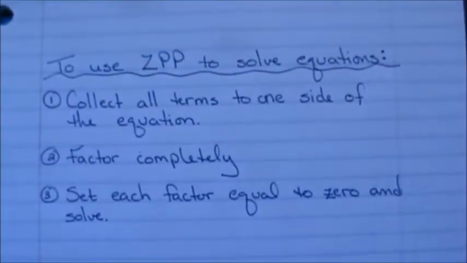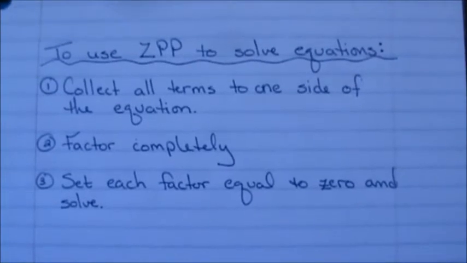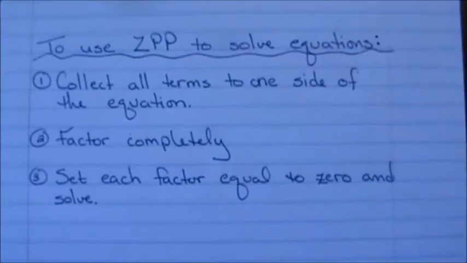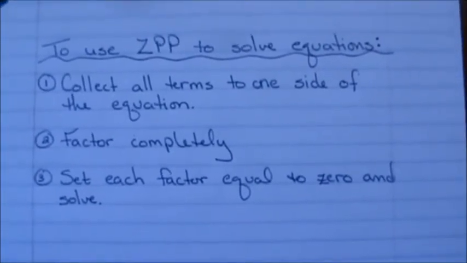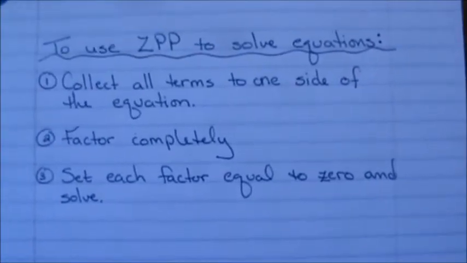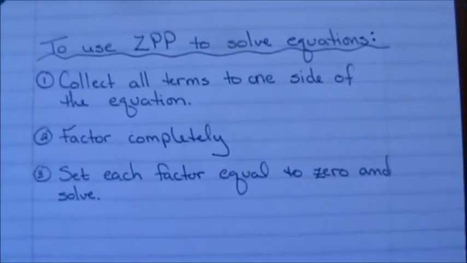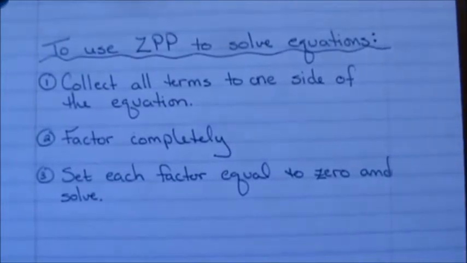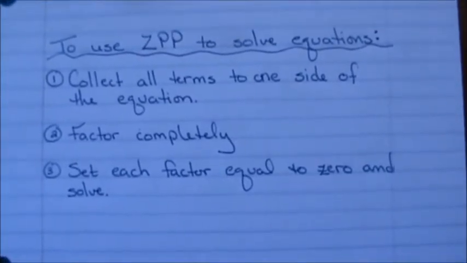If you are a person who likes rules or steps to solve equations, here would be your steps to solve these problems using the zero product property, or ZPP, as I wrote up there. Your first step is to collect everything onto one side of the equation. Make one side equal to 0.